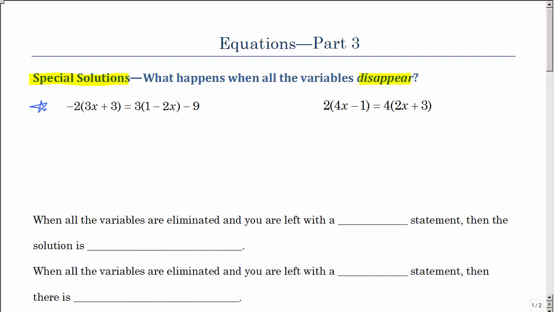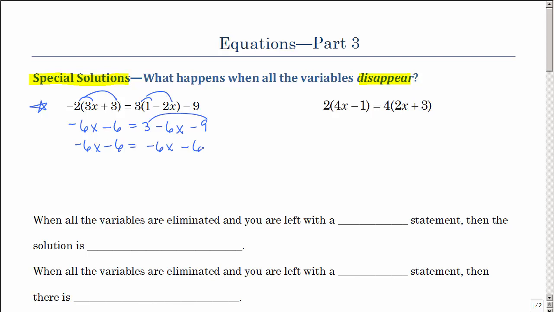But we have parentheses, so of course we need to distribute. Distribute here. Then we need to collect like terms on each side of the equal sign. So I'm going to keep the negative 6x, and 3 minus 9 is negative 6. At this point you could just stop and say, hey, that's exactly the same thing on both sides.